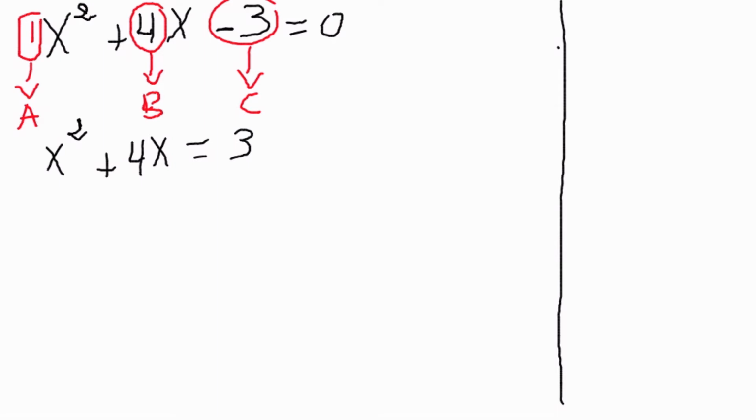Now I'm going to go to b, which is the 4, and I will go ahead and do it on the side here for you. I'm going to put 4 divided by 2 and square it. 4 over 2 is 2. If you square it, that will give you 4.